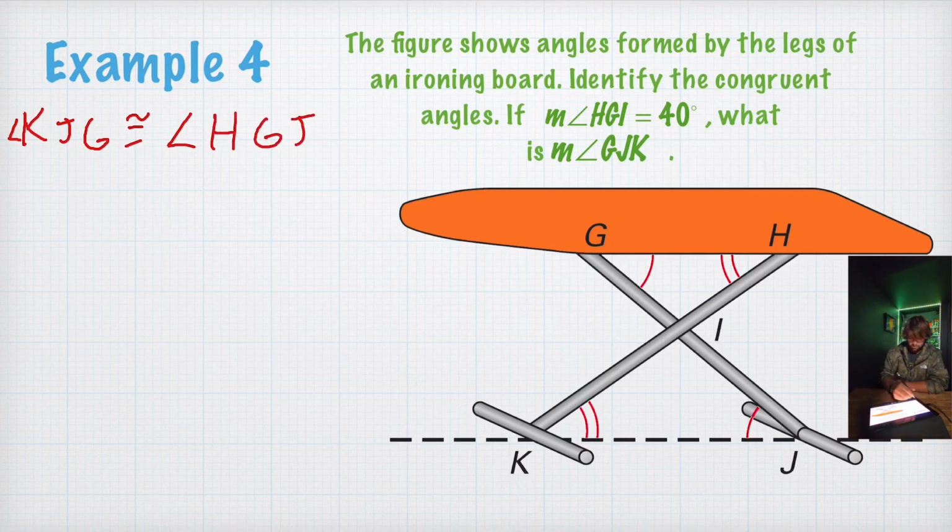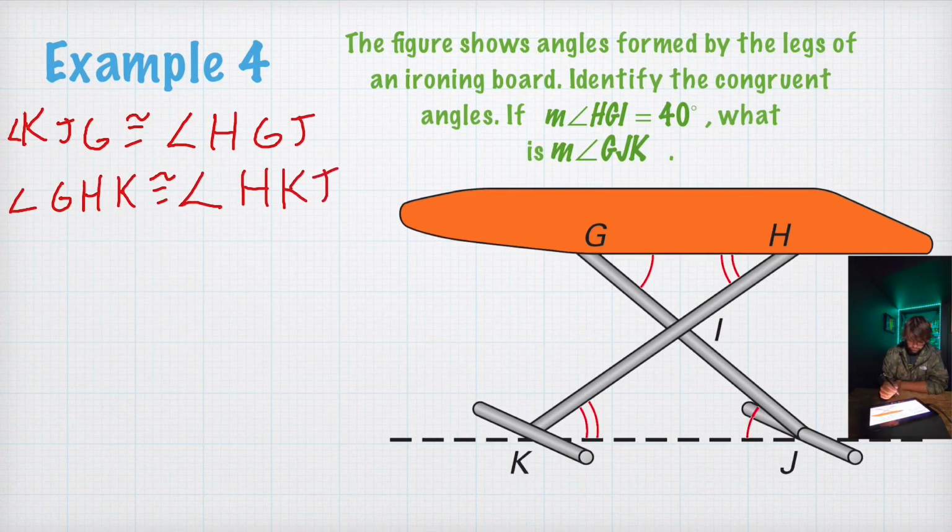And then we also have angle GHK. GHK is congruent to angle HKJ. Like I said, these have 2, so they're going to be congruent to each other. These have 1, so they're going to be congruent to each other.